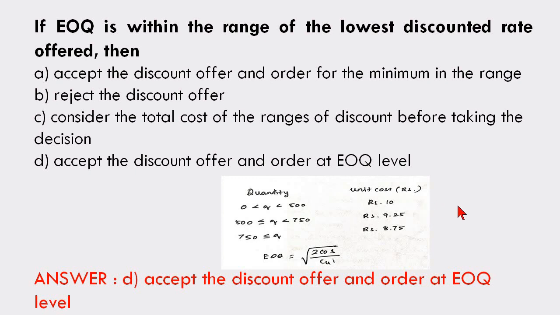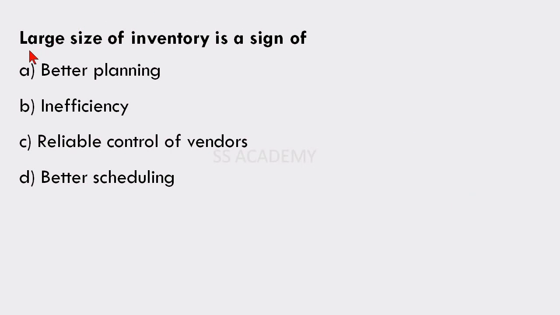And the last question is, large size of inventory is a sign of better planning, inefficiency, reliable control of vendors, better scheduling. The answer is option B, inefficiency. Large size of inventory is a sign of inefficiency, because if the size of inventory is large, what will happen? The carrying or holding cost for the inventory increases. So the total system will be inefficient.